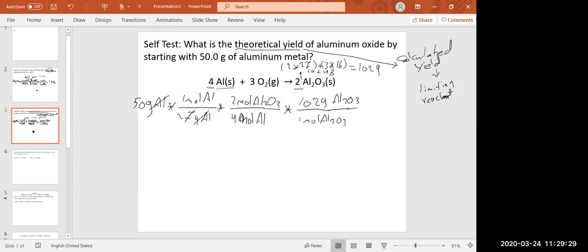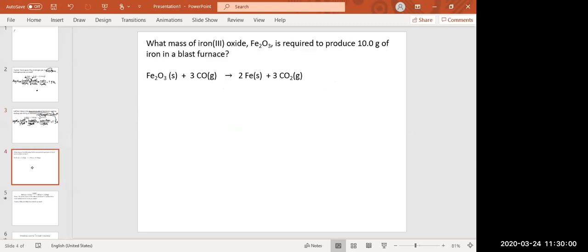Al2O3. Cancel mole aluminum with mole aluminum, mole Al2O3 with mole 3. Now do the math: 50 times 2 times 108 divided by 27 times 4 times 1. What we're going to get here is the gram Al2O3, which is the theoretical yield of aluminum oxide. Okay, now let's go here.